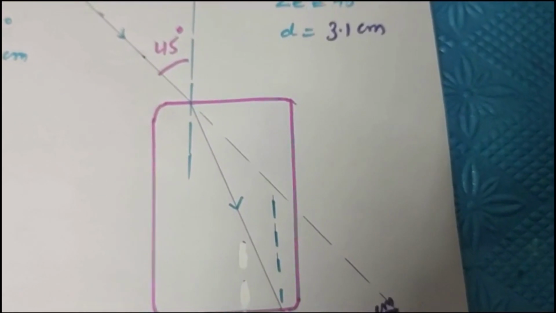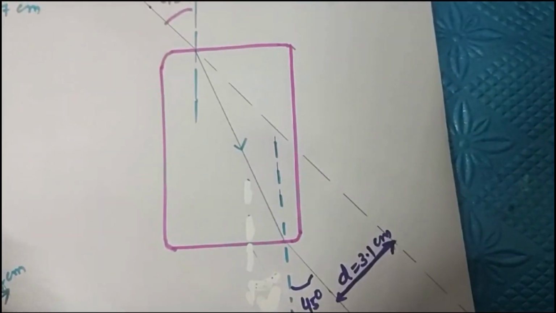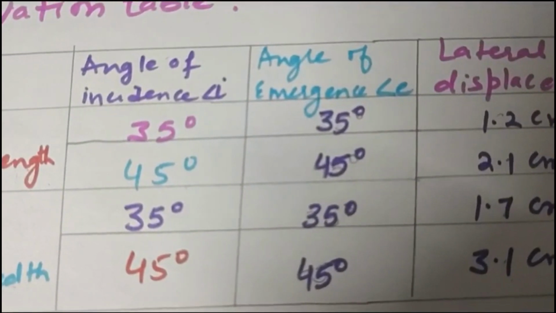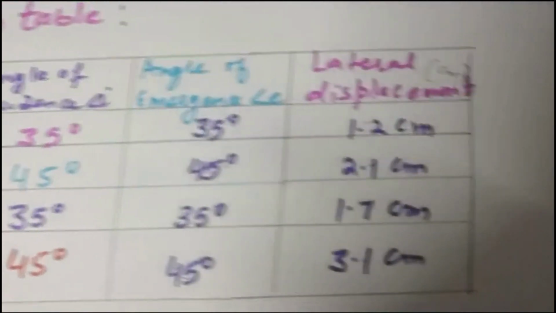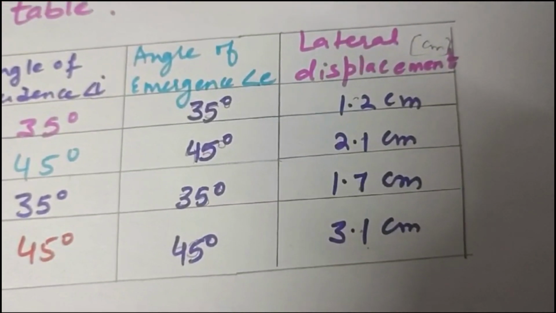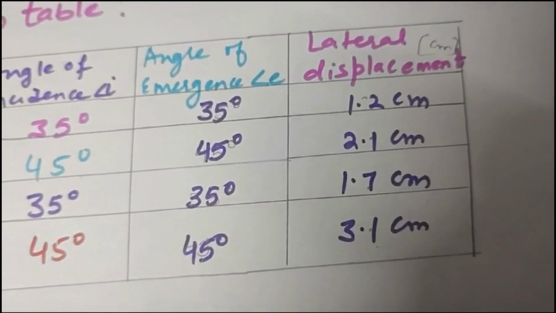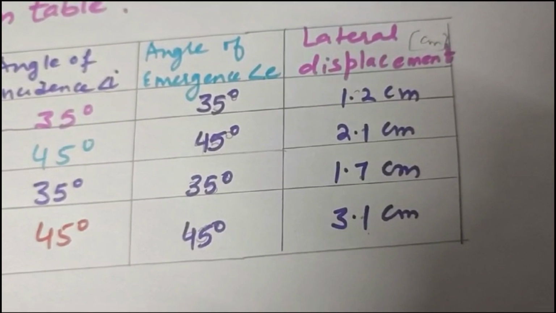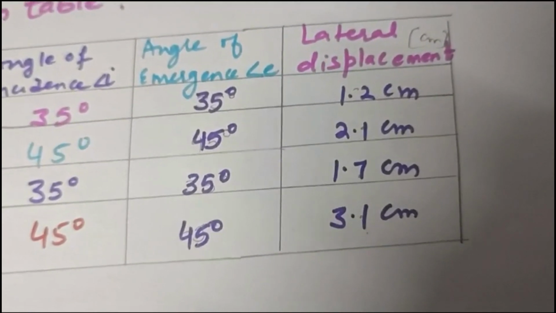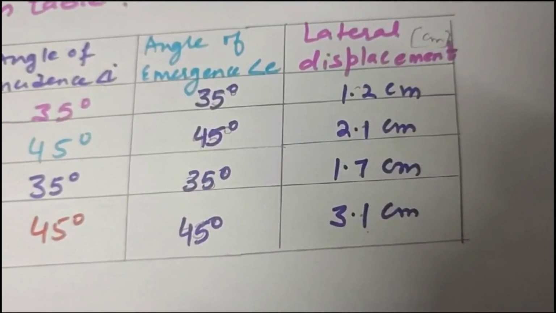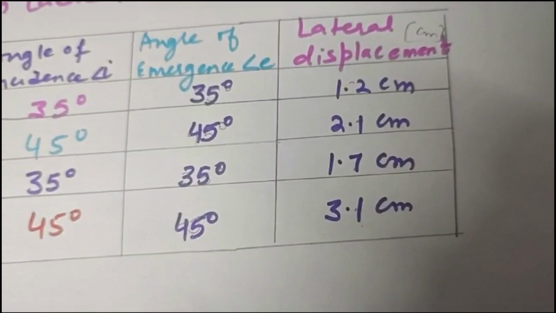So if I record all the readings in the observation table, it is like this. The angle of incidence is equal to the angle of emergence in any case. You can see that. And lateral displacement is varying because the angle of incidence is increasing. So 1.2, and when the angle of incidence increases to 45, it is 2.1. In another pair, the angle of incidence is 35, so lateral displacement comes out to be 1.7. And in the last case, when the angle of incidence is 45, it comes out to be 3.1.